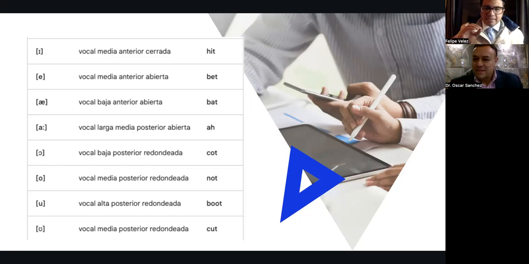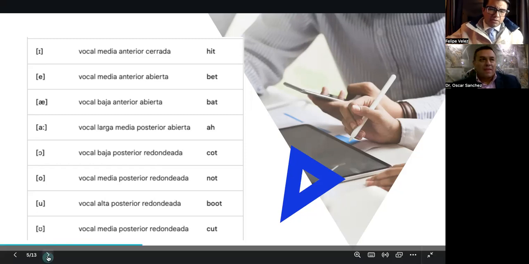Bat. Excellent. Now we say a long vowel sound, which is ah. Ah. Very good. Excellent. Then we have caught. Cut. Then we have not. Not. Very good. Then we have boot. Boot. Very good. Then we have cut. Very good. Then we go to the next one.